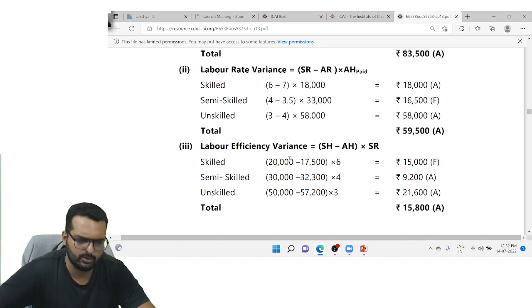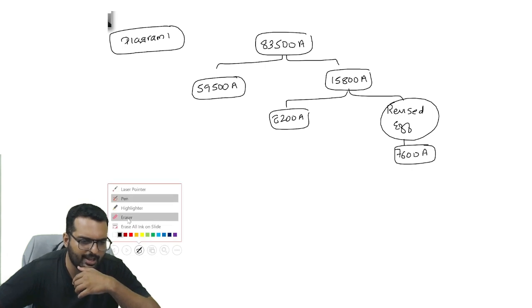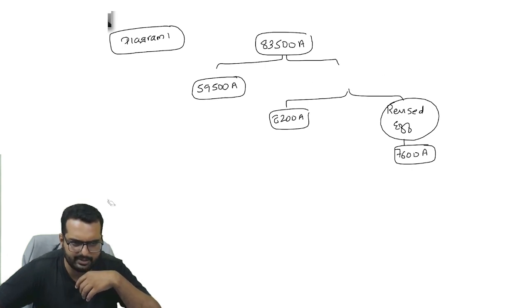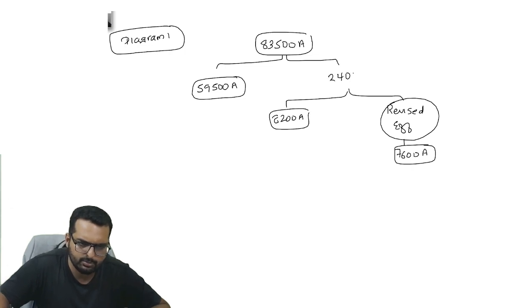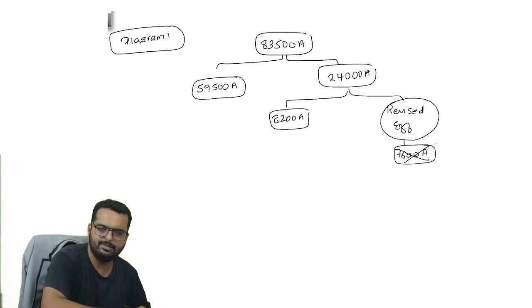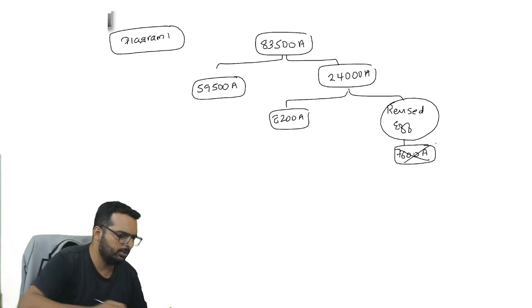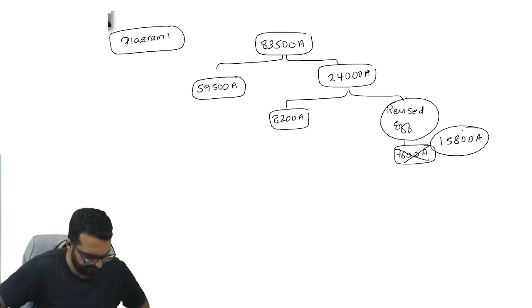Is it that? Okay, I understood. So I think I got your point. They have again done it in the other manner, which is creating confusion. Fine. So here you get the answer as how much? 24,000 adverse. So in that case, your revised efficiency will be 24,000 minus what? 8,200. So that's how you get 15,800 adverse over here.